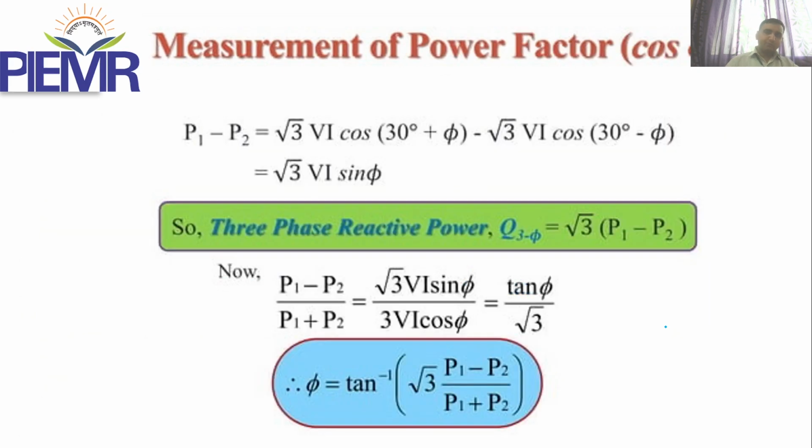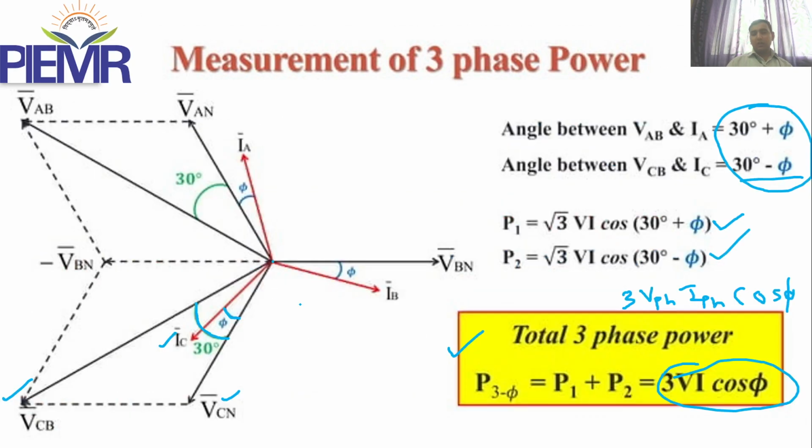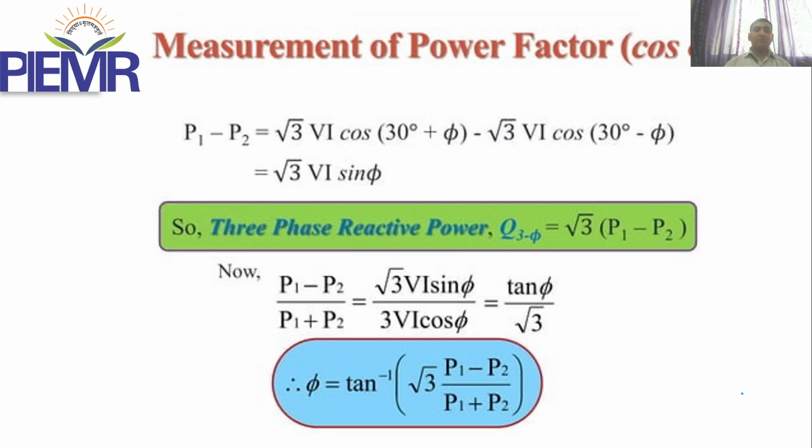So now, as we calculated the true power or active power in this particular manner, by using the 2 wattmeter method we can also calculate the reactive power in the system. How will we calculate? In the previous method we added both the values. Now we are subtracting P1 minus P2. As we subtract P1 minus P2, we will get the answer root 3 VI sin phi.